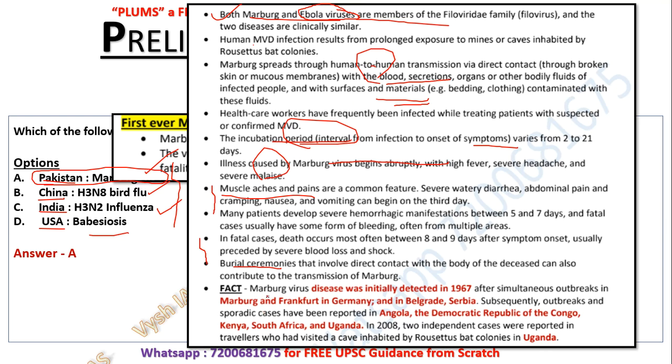This virus was initially detected in 1967 after simultaneous outbreaks in Marburg and Frankfurt, which is a place in Germany, and Belgrade, which is in Serbia. Subsequently, outbreaks were there in many African countries like Angola, Democratic Republic of the Congo, Kenya, South Africa, and Uganda. In 2008, there were again cases through travelers in Uganda, but in Tanzania it is the very first time, and that is why it is in the news.